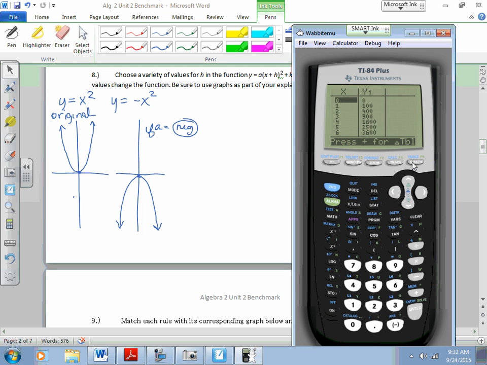What do you think would happen if I were to use a fraction? Try a fraction. Go back. It's going to make it wider. Clear it. You might have to use a parentheses here. 1 divided by 5, I'm going to say. X squared.